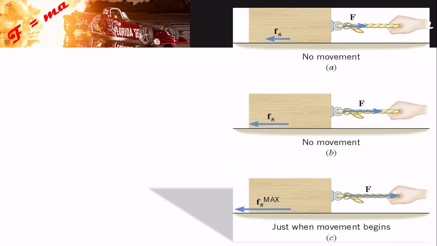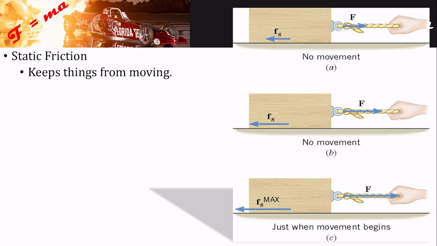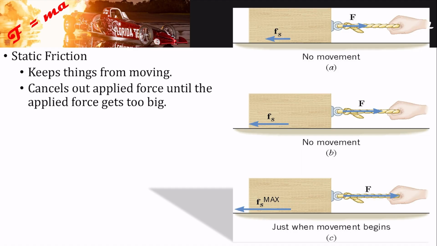There are two types of friction. The first is static friction. Static friction keeps things from moving. What it does is it cancels out an applied force until the applied force gets too big. So in this first picture, the person is pulling with just a small amount of force, and the static friction is just small. They apply with more force, and the static friction gets larger. They apply more force, and the friction keeps increasing until it cannot get any larger. And then movement would begin.